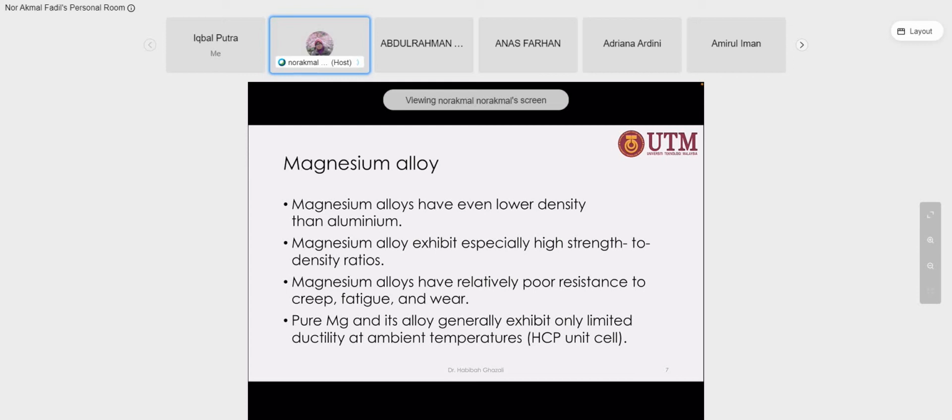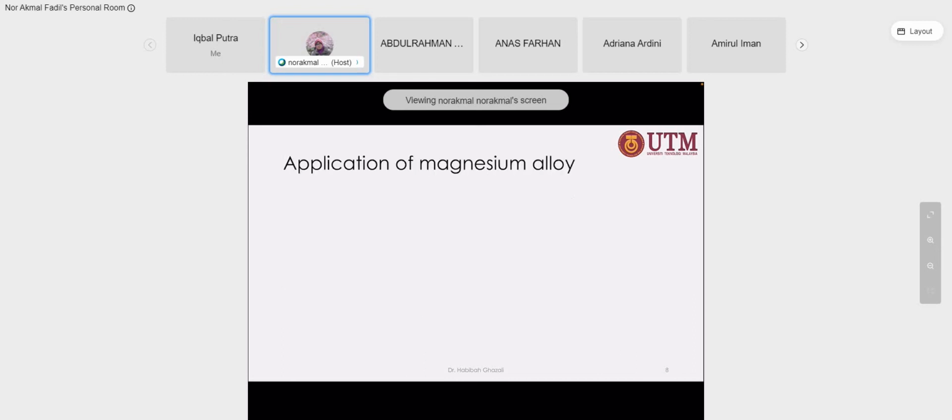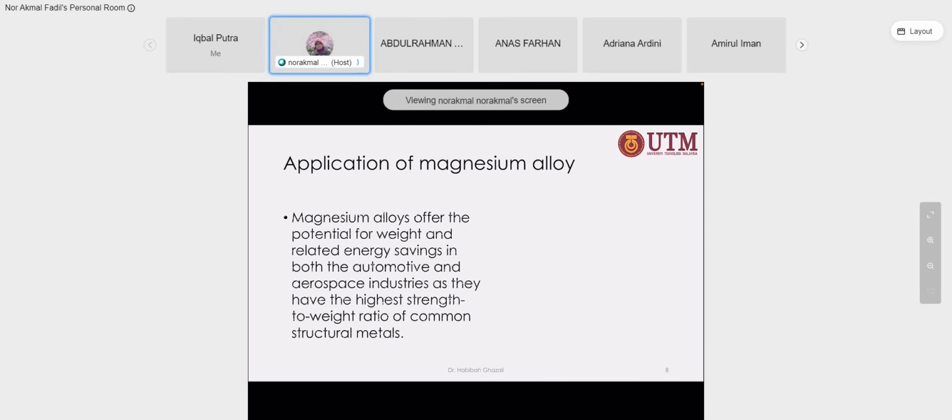And pure magnesium and its alloys generally exhibit only limited ductility at ambient temperature because it has an HCP crystal structure. The magnesium alloy offers the potential for weight and related energy saving in both the automotive and aerospace industry, as they have the highest strength to weight ratio of common structural materials.